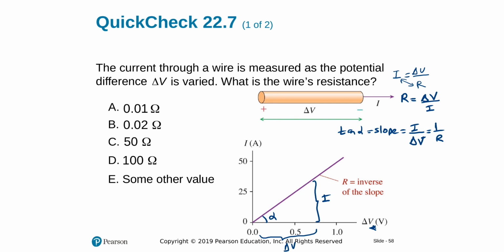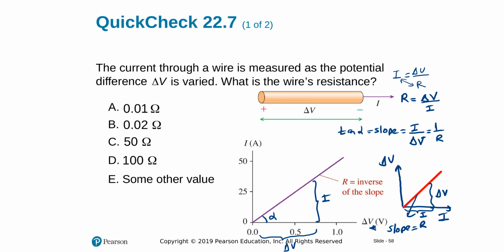Same goes if I have potential difference versus current, right? I'll also have a straight line. I could have delta V here, current there. That also will be a straight line. And this time the slope will be equal to R, because rise now is delta V and run is I, so delta V over I will give R.